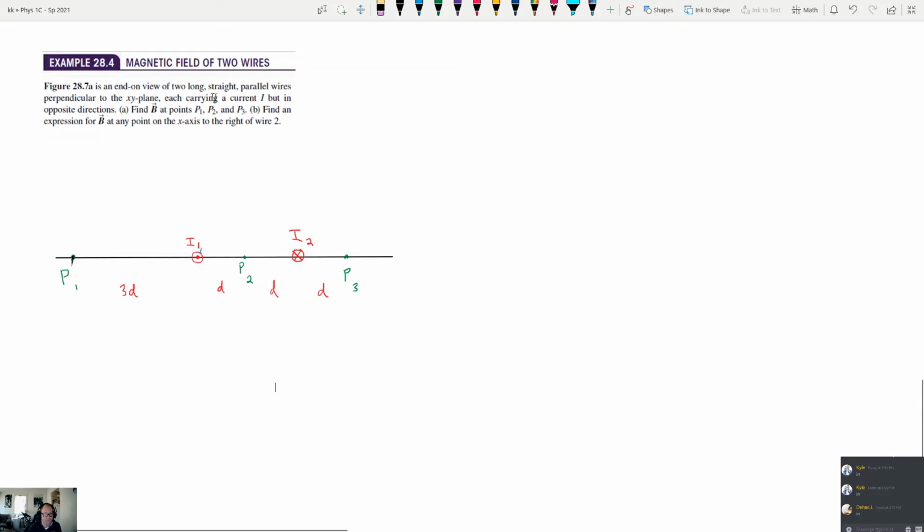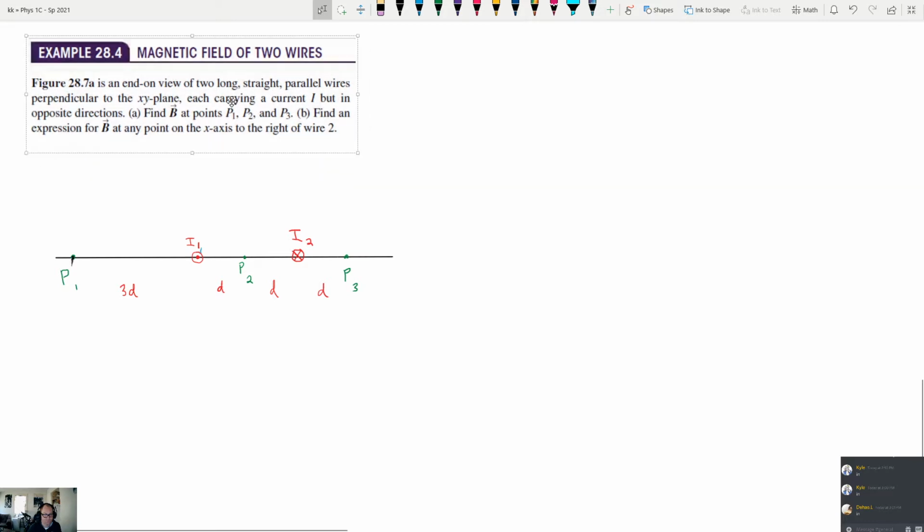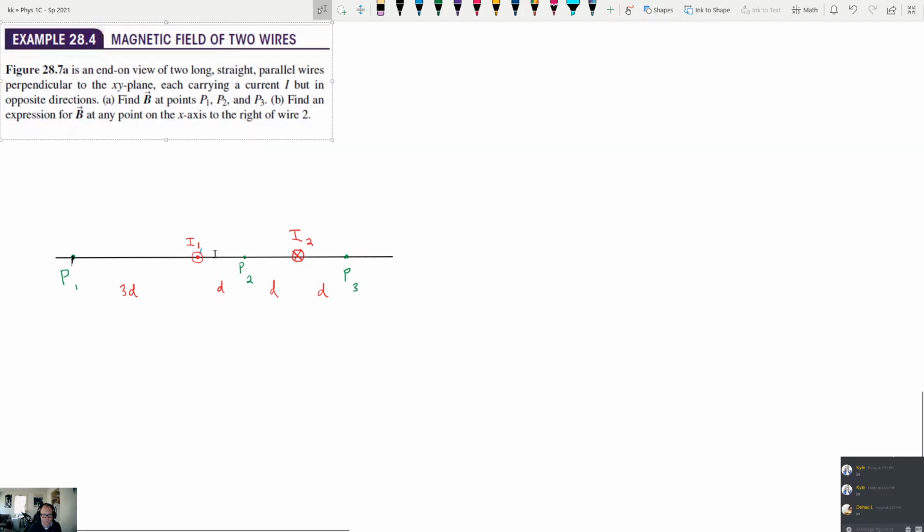Okay, so we have 2 wires, wire 1 and wire 2, that have current I1 and I2. The currents are going to be the same as each other, but we're labeling them differently so that we can use them to describe things. It says, this figure is an end-on view of 2 long, straight, parallel wires perpendicular to the xy plane, which would just be the plane of the screen. Each carries a current I, but in opposite directions. Find the magnetic field at points P1, P2, and P3.